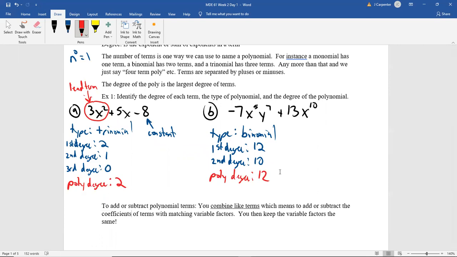In other words, 5x plus 7x would be 12x. 5x squared plus 7x squared would be 12x squared. I'm just adding or subtracting the numbers in front and keeping the x's or x squareds whatever they were the same. But if you add a 5x plus a 7x squared, those wouldn't be matching variable factors because one of them's x and the other's x squared. Those aren't the same thing.